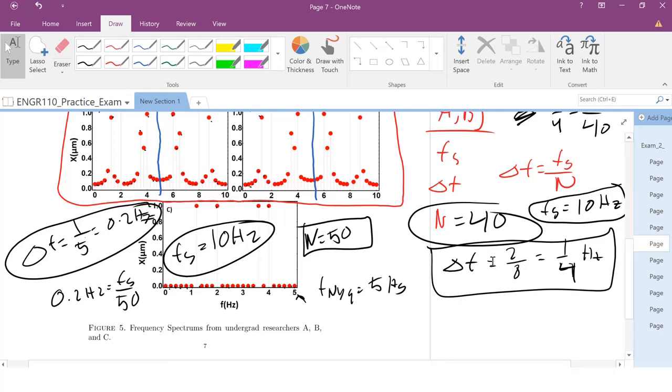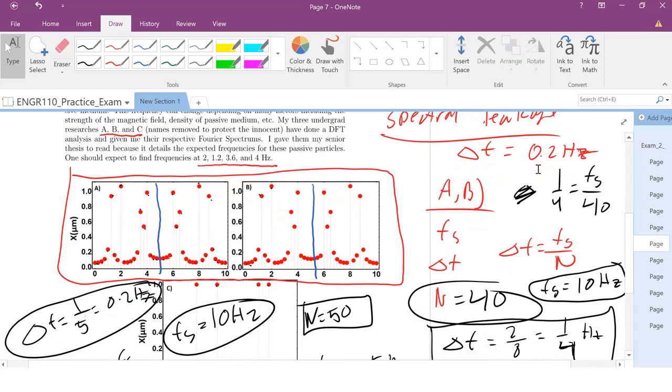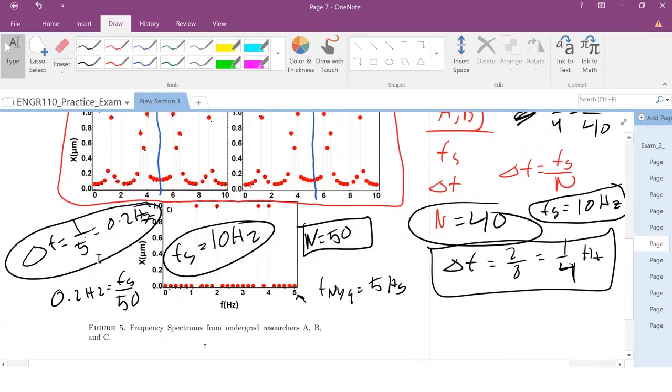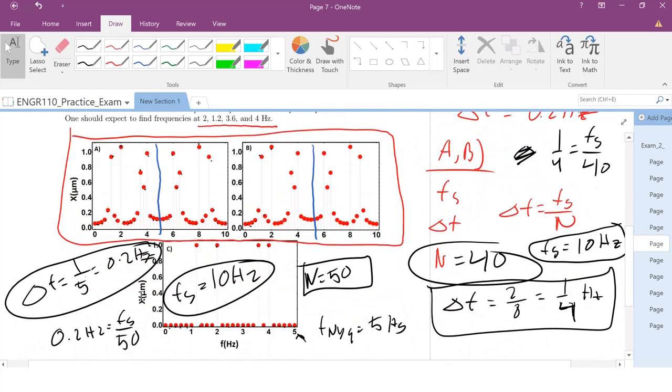Yes, of course, because we're not going to hit 1.2, we're not going to hit 3.6. We need to make sure our delta F is at least 0.2 hertz. So that's not going to work. What about for here? For this problem, for C.